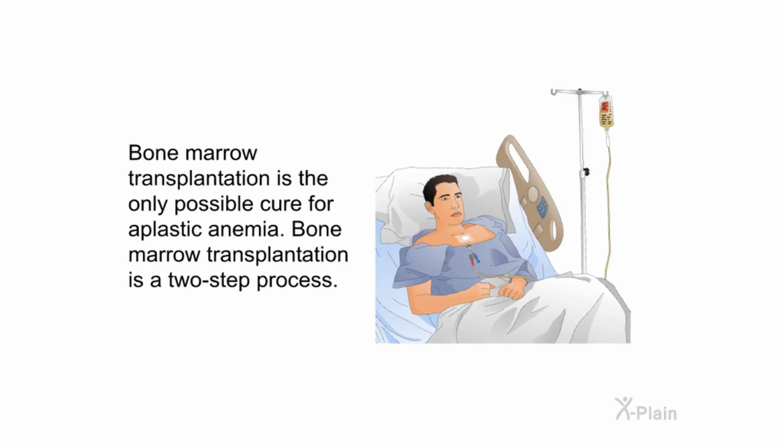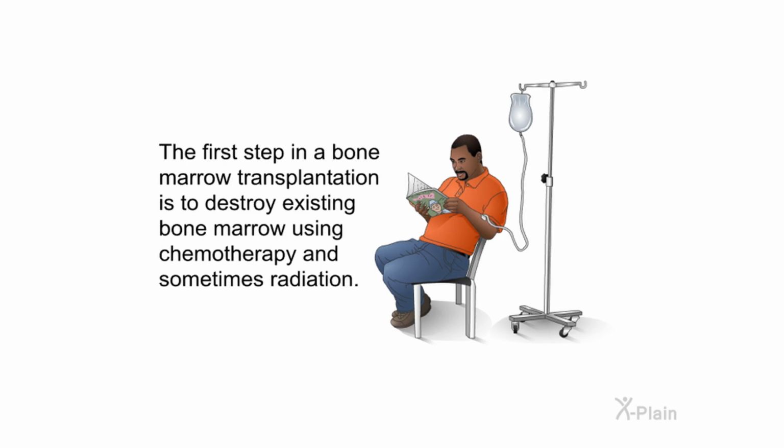Bone marrow transplantation is the only possible cure for aplastic anemia. Bone marrow transplantation is a two-step process. The first step in a bone marrow transplantation is to destroy existing bone marrow using chemotherapy and sometimes radiation.